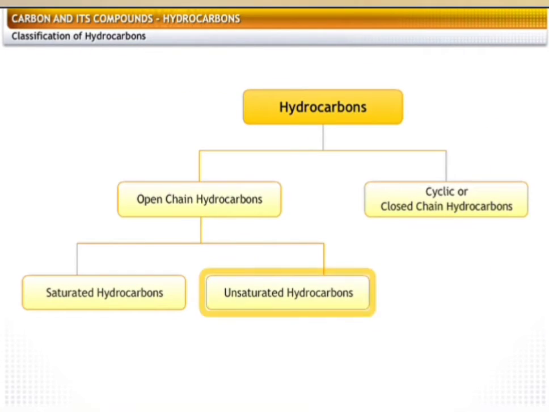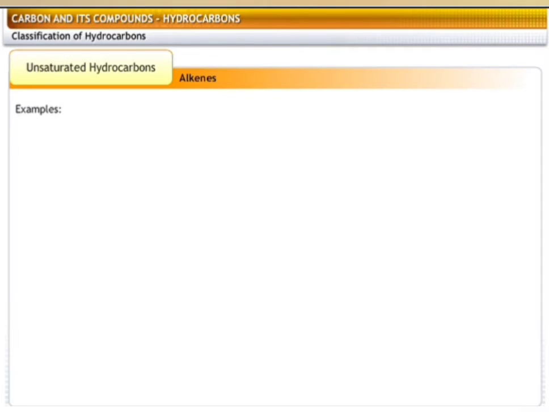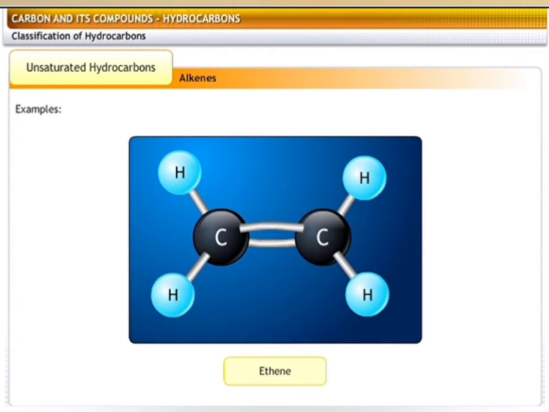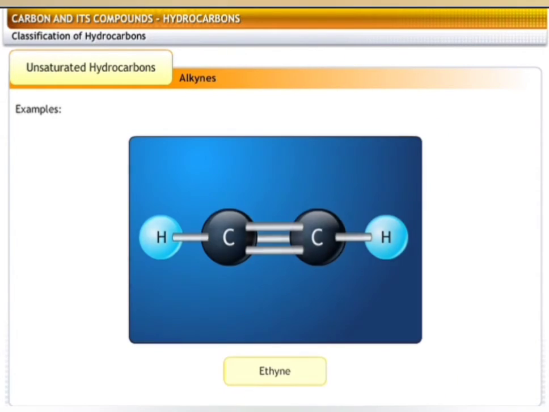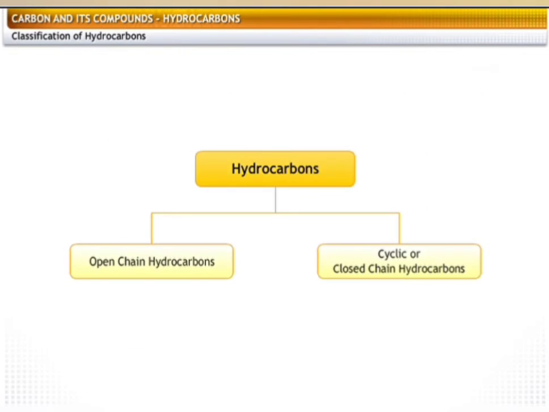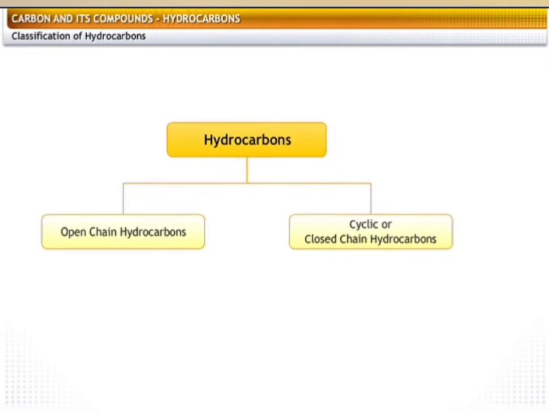Unsaturated hydrocarbons are the straight-chain compounds containing double or triple covalent bonds. Hydrocarbons with a double bond between carbon atoms are known as alkenes. For example, ethene. Similarly, hydrocarbons with triple bonds between carbon atoms are known as alkynes. For example, ethyne. The compounds of carbon which contain a closed ring of carbon atoms are regarded as cyclic hydrocarbons.